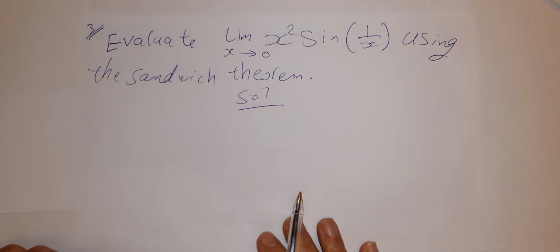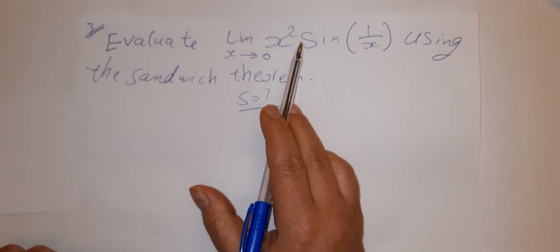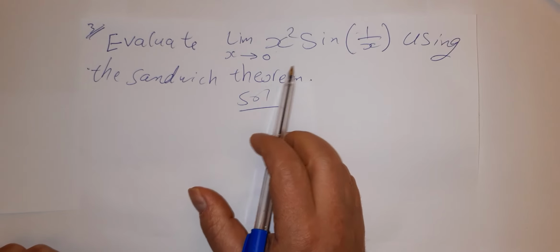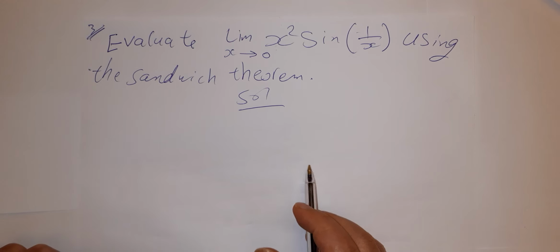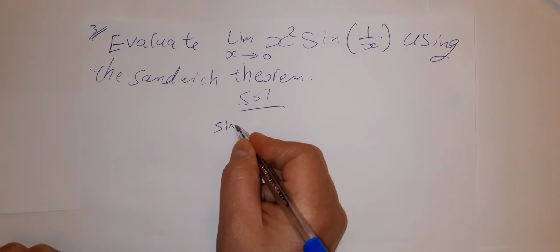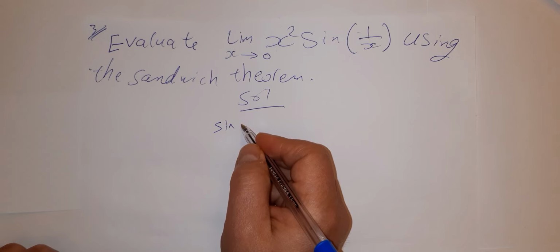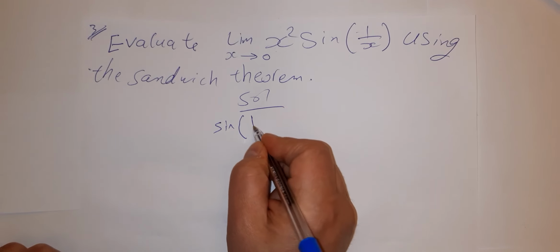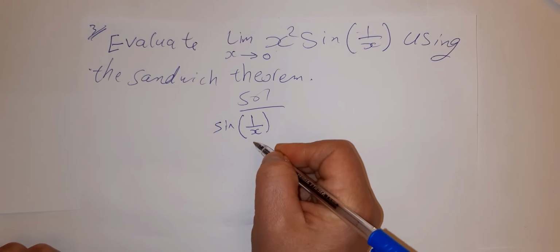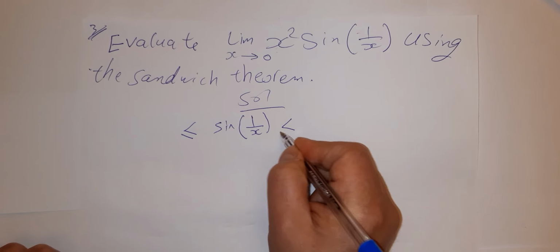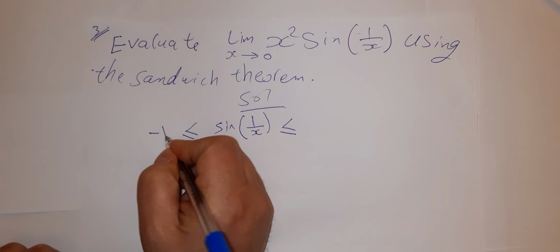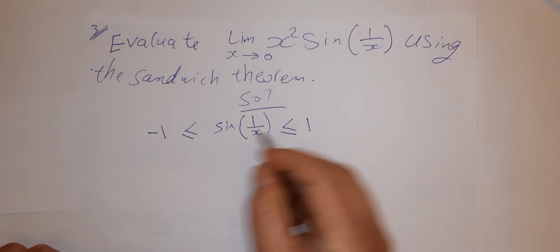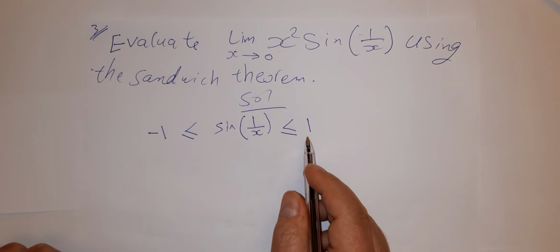Example number 3. Find limit x squared sine 1 over x when x tends to 0 using the sandwich theorem. You know that the sine function lies between negative 1 and 1, so the minimum value is negative 1 and the maximum value is 1. Sine 1 over x is bounded between negative 1 and 1, so the minimum value is negative 1 and the maximum value is 1.